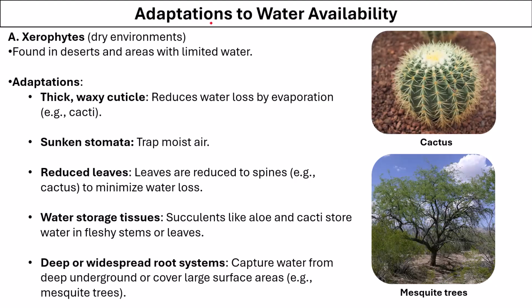Let's talk about plant adaptations to water availability. Xerophytes are adapted to environments where water is scarce. A thick, waxy cuticle reduces evaporation. Sunken stomata create a pocket of humid air that slows water loss. Reduced leaves or spines decrease surface area for evaporation, while succulent tissue stores water. Root systems may grow deep to reach groundwater and spread widely near the surface to capture enough rainwater.